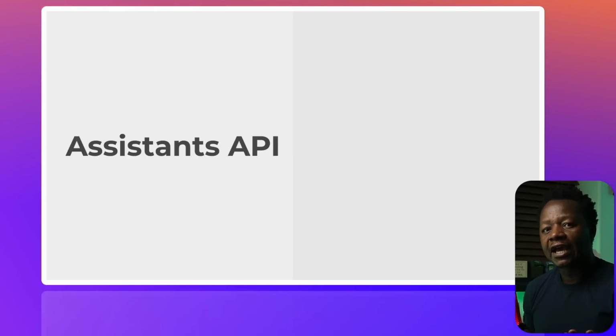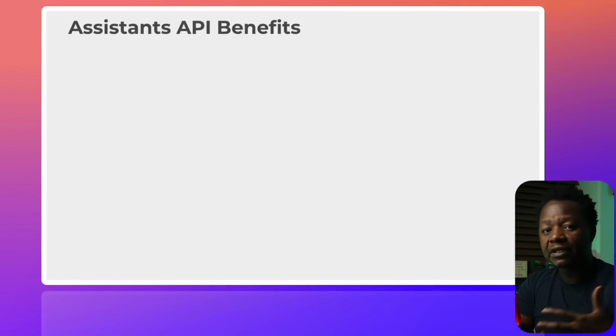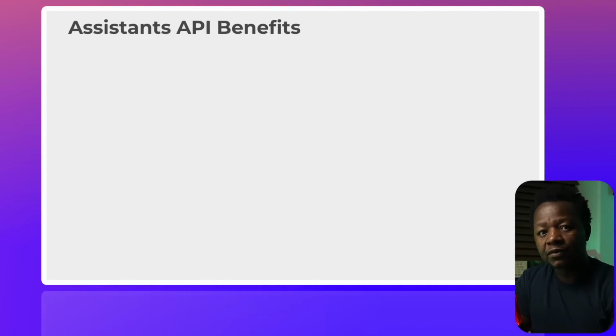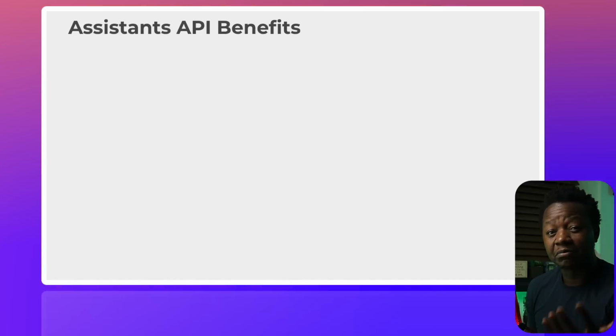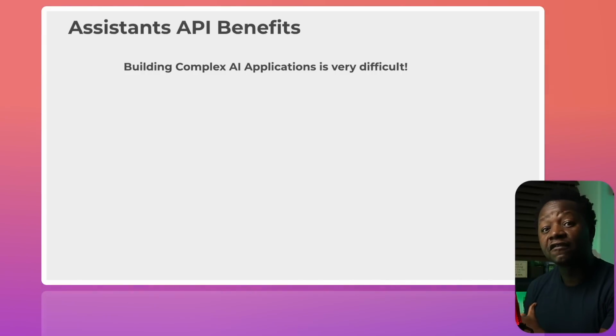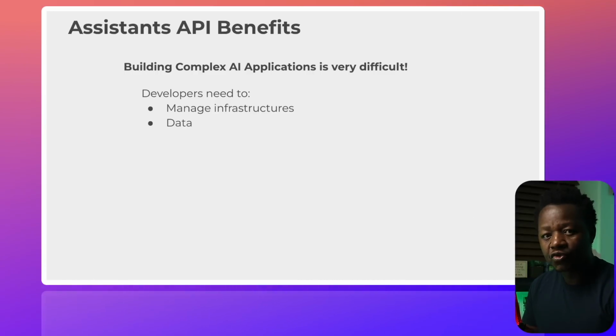Now, the next thing we need to look at is, for this Assistants API, what is the problem that it solves? Now, the thing to understand is that building applications in general, let alone building AI-based applications, is a very hard task for developers because it's very complex. There are usually a lot of moving parts that a developer needs to focus on. Developers need to manage certain infrastructures. They need to keep in mind how the data is being used, which models are needed to power their applications.